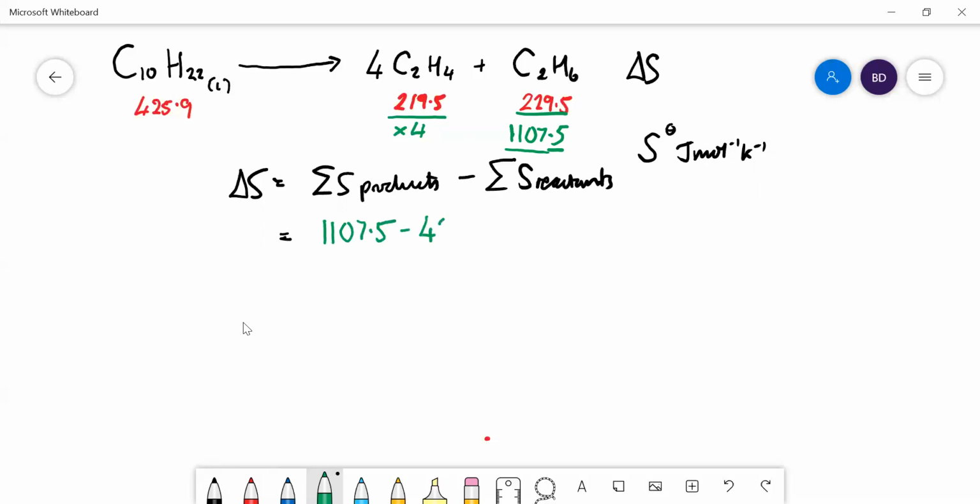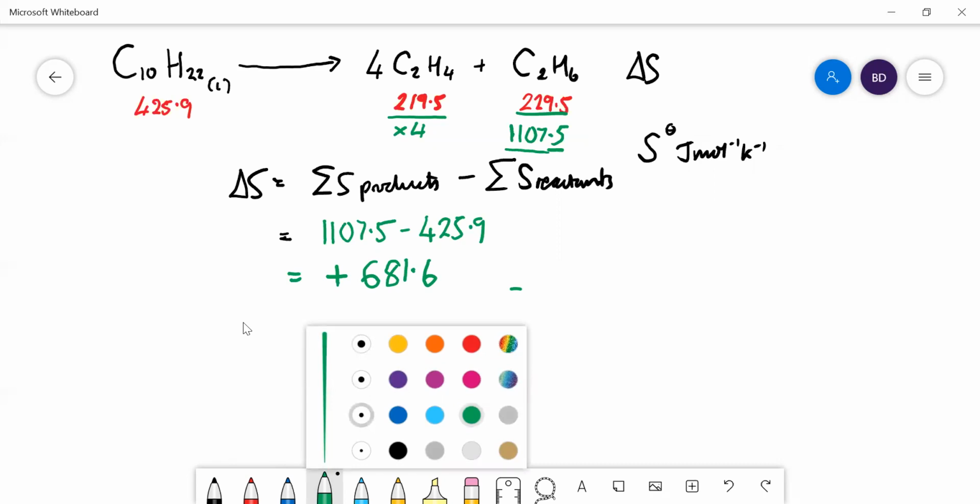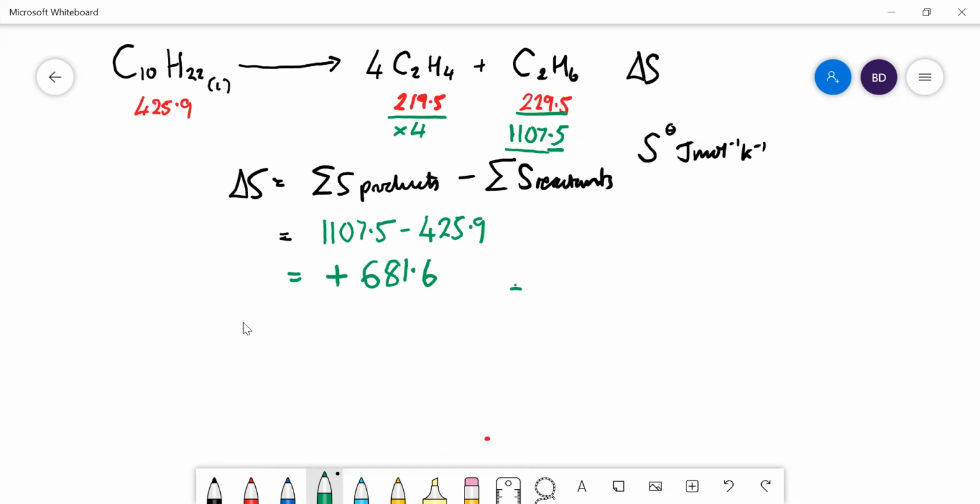So in this case, delta S is going to be equal to 1107.5 minus 425.9, which is equal to, and I'm going to put the plus sign in there, just like you quite often do with delta H. Even if it's plus, you put it in just to emphasize it, so you don't think it's negative. 681.6. So delta S is positive, so entropy actually increases there.